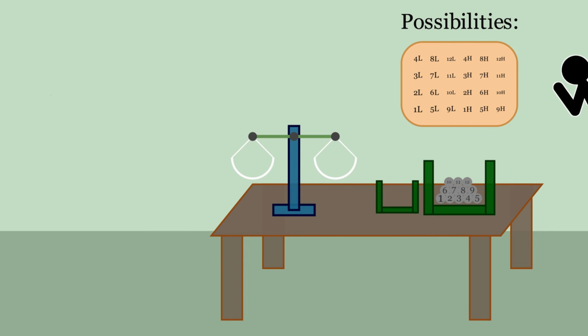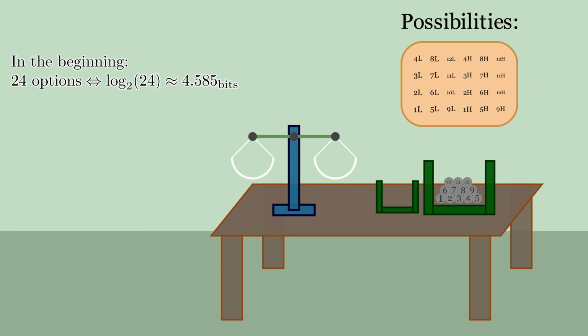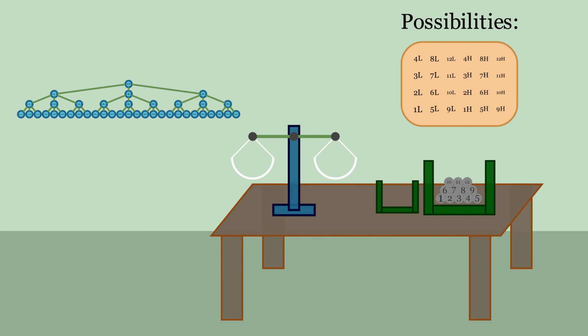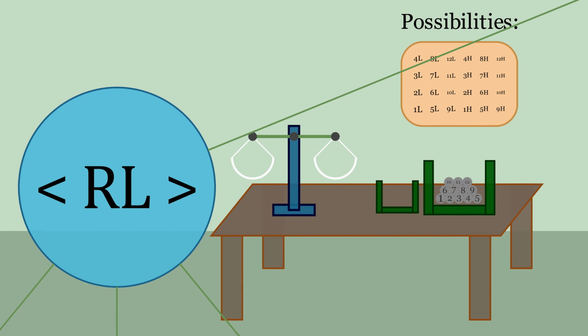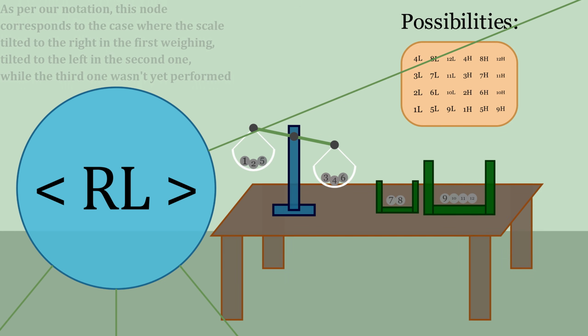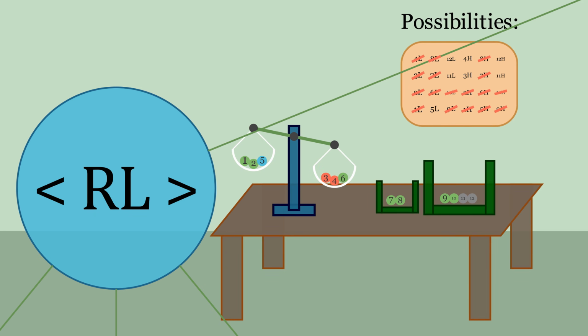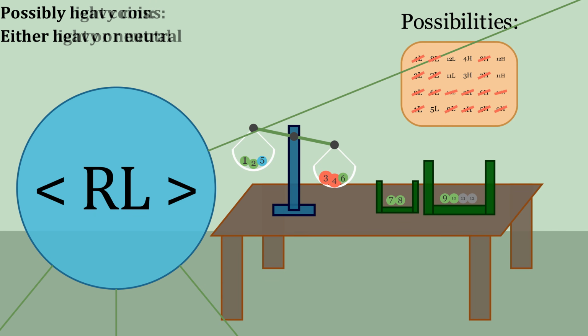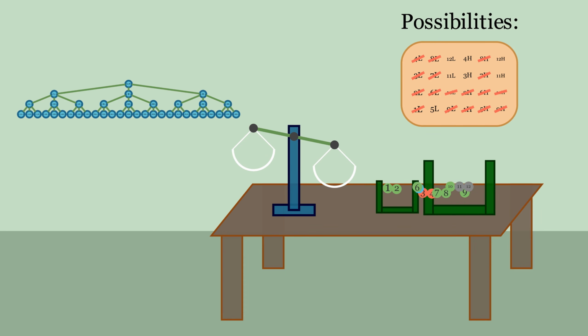In the beginning, there's 24 equally likely options. This means there's log 24 bits of information we need to uncover. At the end of the experiment, we want to know exactly what's going on, which means that we have no more hidden information left. Going back to our decision tree, we're going to keep track of a few things when visiting each node. We're going to see which options are possible for that node, and split the 12 coins into 4 sets: the possibly light set, possibly heavy, neutral, and the unknown set, where they could be either of the previous 3. Let's start with the experiment.